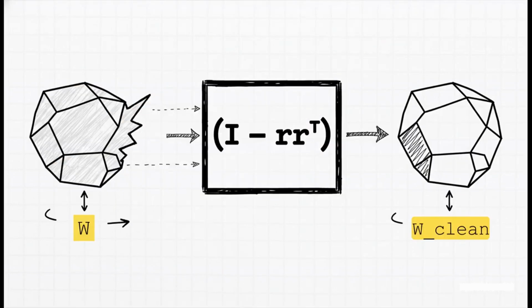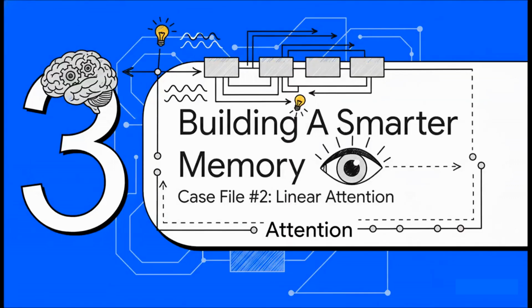And here's exactly what that looks like in practice. To get a clean set of model weights, you take the original weights, W, and you multiply them by, there it is, our eraser tool, I minus RR^T. This projects all of the model's knowledge away from that refusal direction. It makes it geometrically impossible for the output to have any component of that specific concept. It just erases the idea. Okay, so that's safety. Pretty cool.